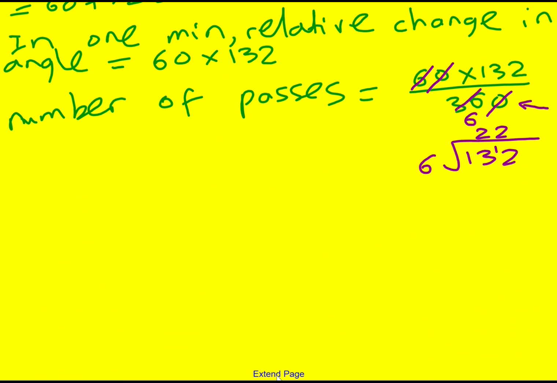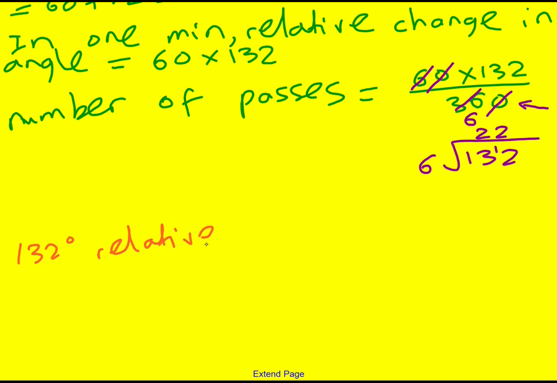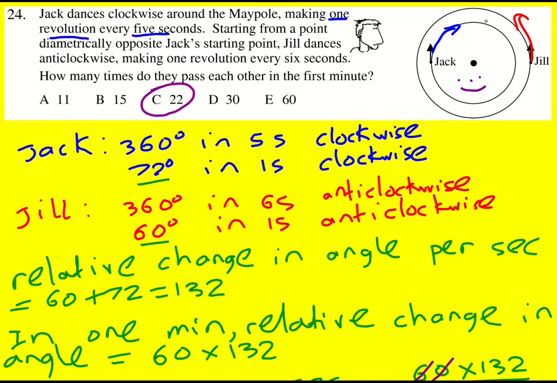I did it in a slightly different way, so I just thought I'd share it. I again worked out their speed essentially, 72 degrees per second and 60 degrees per second, and therefore 132 degrees difference in relative change per second. And then I actually did 180 divided by 132. That was to find out how long it would take them to catch up with one another.